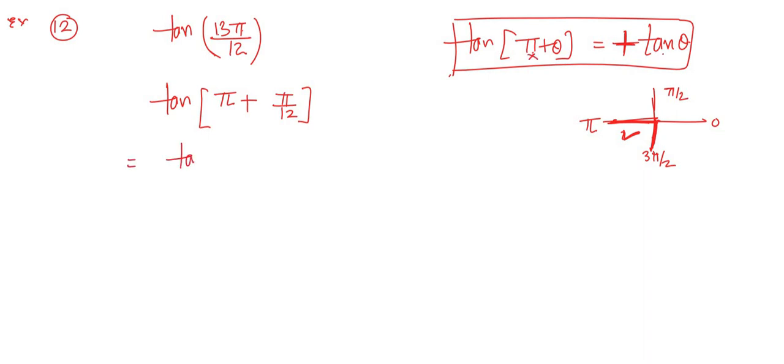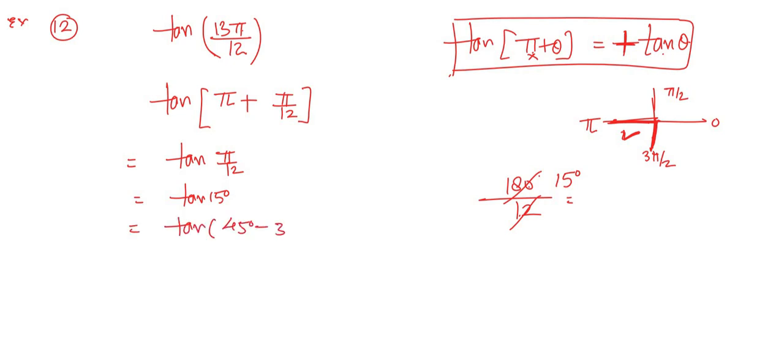So let me write down. This is tan pi by 12. Pi by 12 comes out to be how much? 180 by 12 is how much? 15. Correct? So I can write tan 15 degree. Tan 15 degree we don't know, so can I write tan of 45 minus 30?